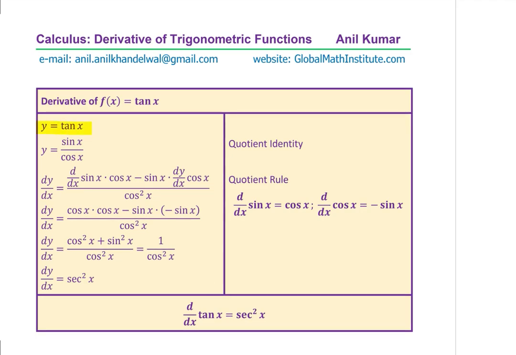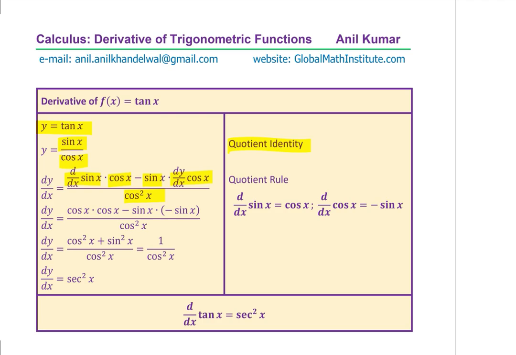So y equals tan x can be written as y equals sine x over cos x, and now we can apply the quotient rule. We know the derivative of sine and cosine, and that helps. Perfect. So applying the quotient rule, which means denominator squared, and in the numerator, we have the derivative of the first function times the second, minus the first function times the derivative of the second, with a negative sign in between.